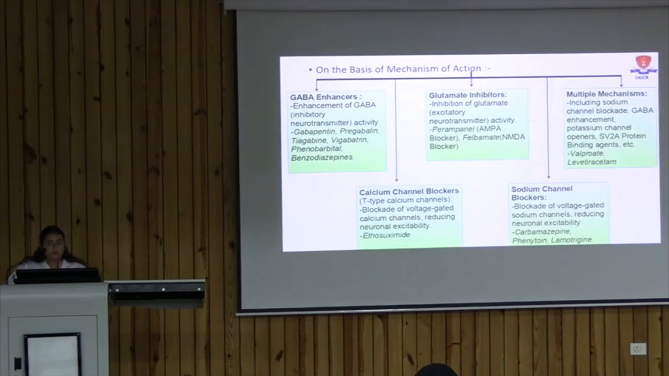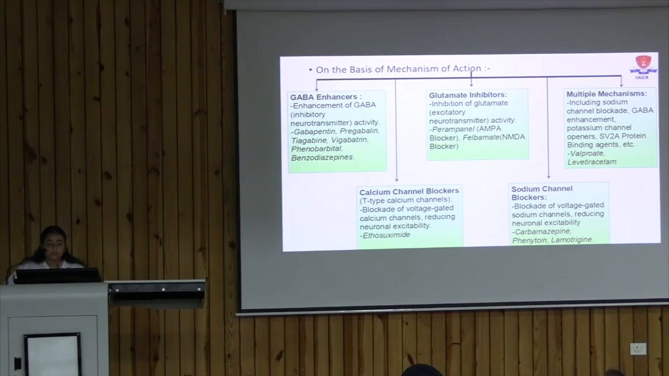On the basis of mechanism of action, AEDs can be classified into 5 categories: GABA enhancers, calcium channel blockers, glutamate inhibitors, sodium channel blockers, and drugs acting through multiple mechanisms. GABA enhancers enhance the activity of GABA, which is an inhibitory neurotransmitter. Drugs like gabapentin, pregabalin, tiagabine, phenobarbital, and benzodiazepines act through this mechanism. Calcium channel blockers block voltage-gated T-type calcium channels, reducing the neuronal excitability, an example of which is ethosuximide.